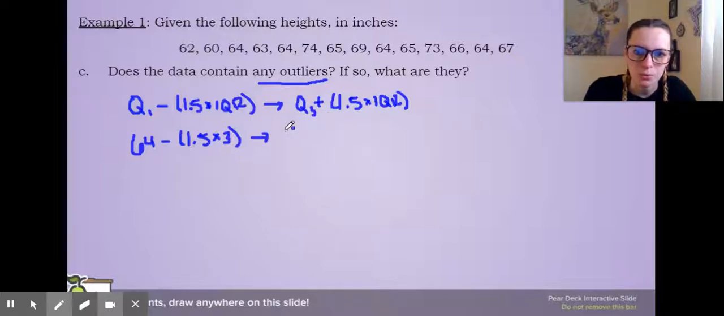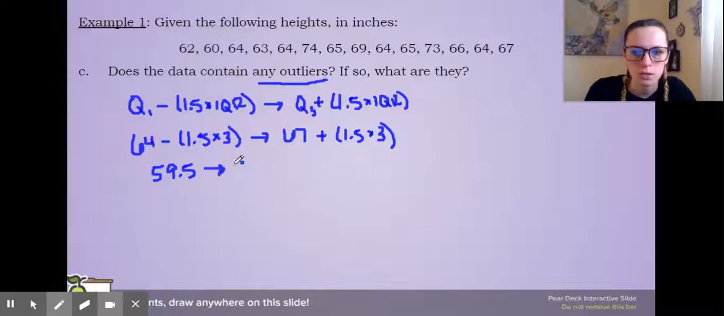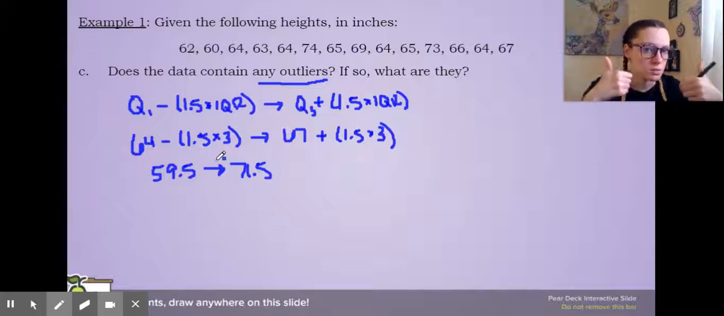Going up through my upper quartile, again, 67 plus 1.5 times that same 3. So that means I'm looking at this bigger range of 59.5 through to 71.5. Anything within that range is good to go. Anything outside of that range is considered an outlier.